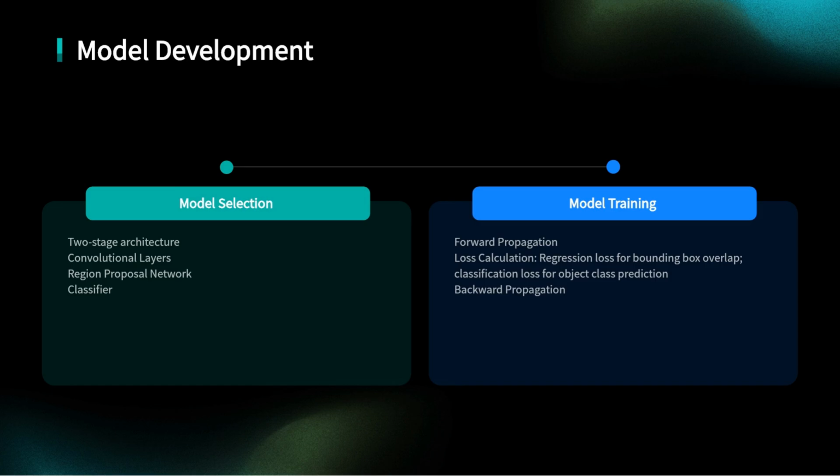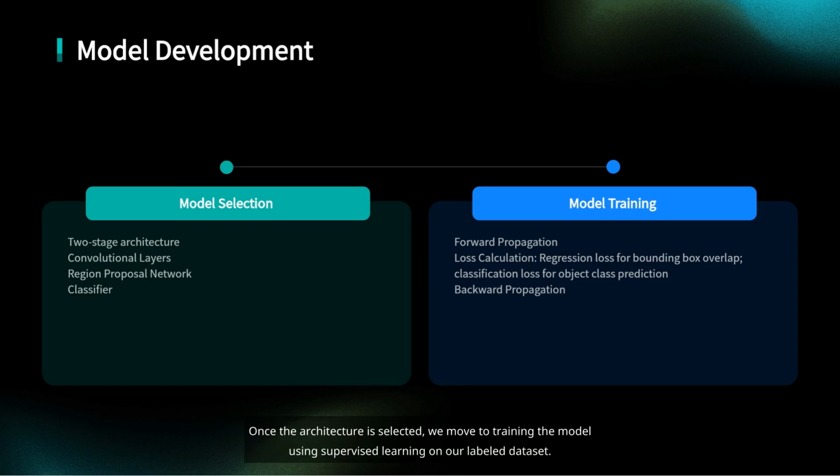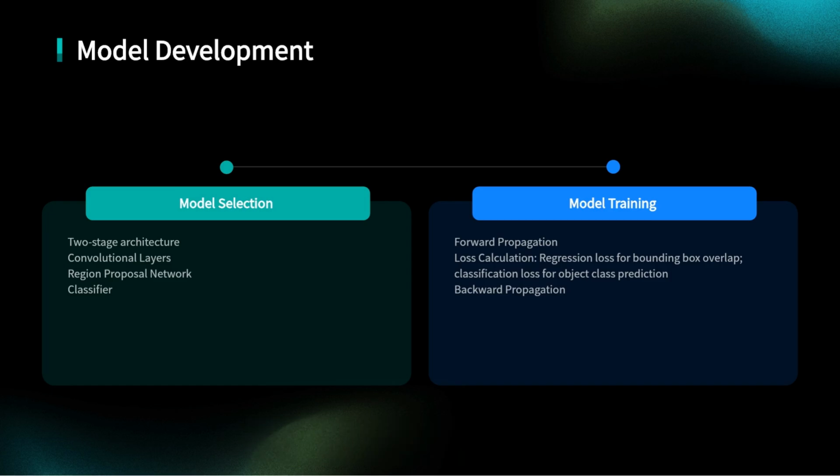Model training. Once the architecture is selected, we move to training the model using supervised learning on our labeled dataset. This involves several key steps. Forward propagation. The image passes through the CNN to generate a feature map. The RPN takes the feature map and proposes candidate regions, anchor boxes. The ROI pooling layer extracts fixed-size feature maps from each region. Finally, the classification head outputs a class prediction, e.g., face, license plate, background, and refined bounding box coordinates.